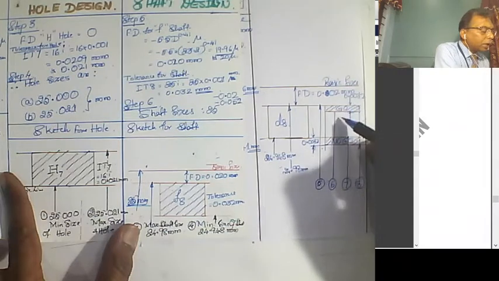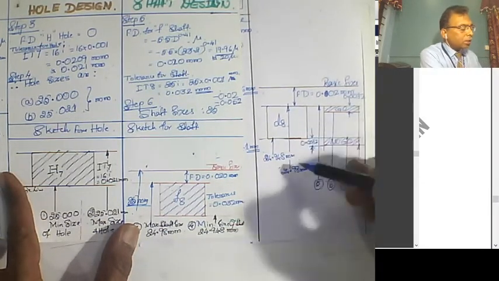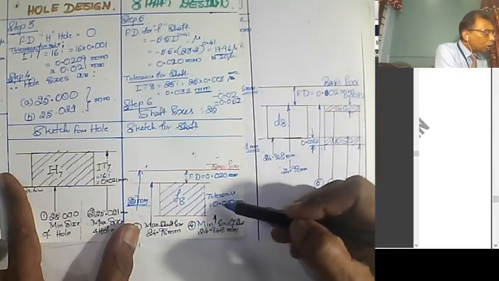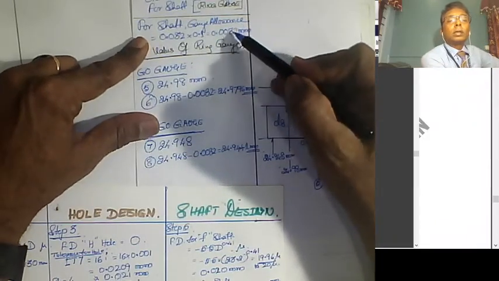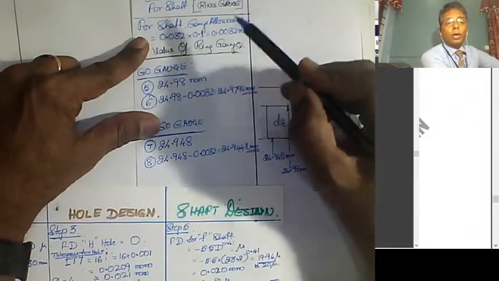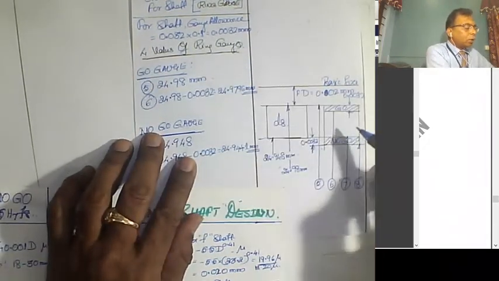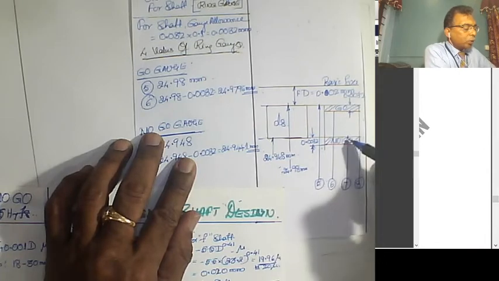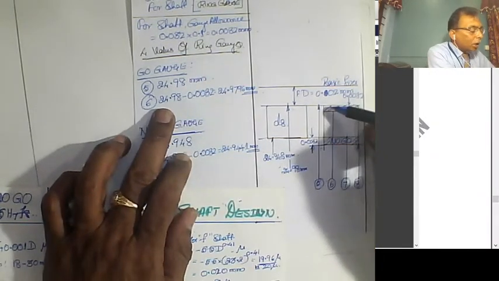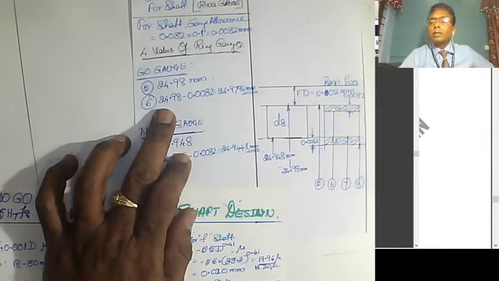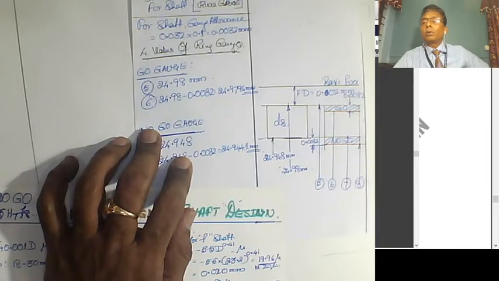6 is nothing but 10% of this, 0.003. How much is the tolerance for D8? Look, the tolerance is given as 0.032. So for the shaft, the gauge allowance is 0.032 into 0.1, that is 0.0032 mm. So for the two values of the go gauge, 5 and 6, and the two values of the no go gauge, 7 and 8: one is 24.98, another is 24.98 minus 0.0032.